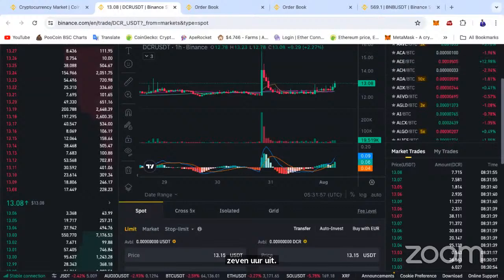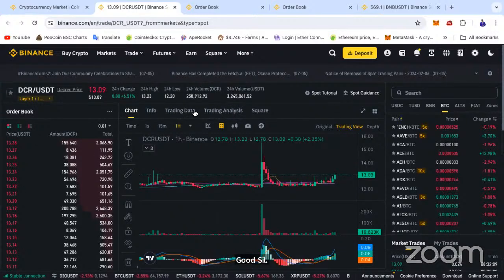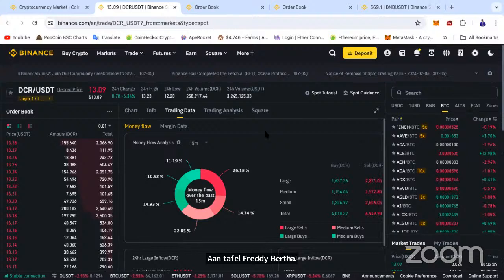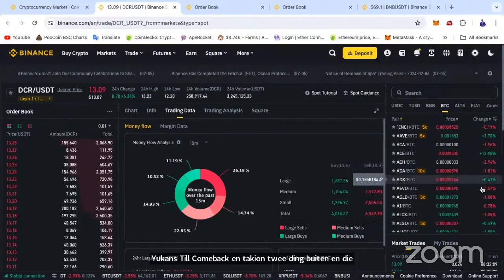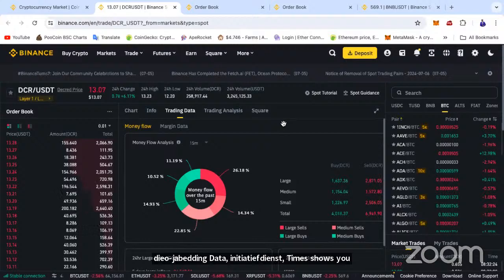You can still go back here, let me show you that, and tap on trading data. Here on trading data, in the 15 minutes time frame, it shows you who is in charge. It shows you money flow. And we see this, friends, it shows you money flow.